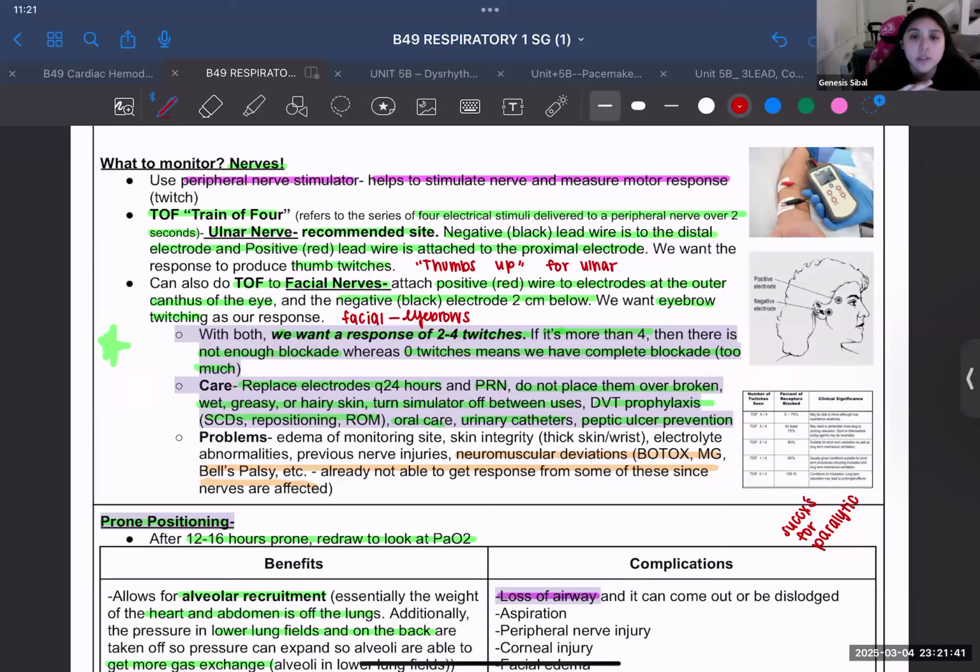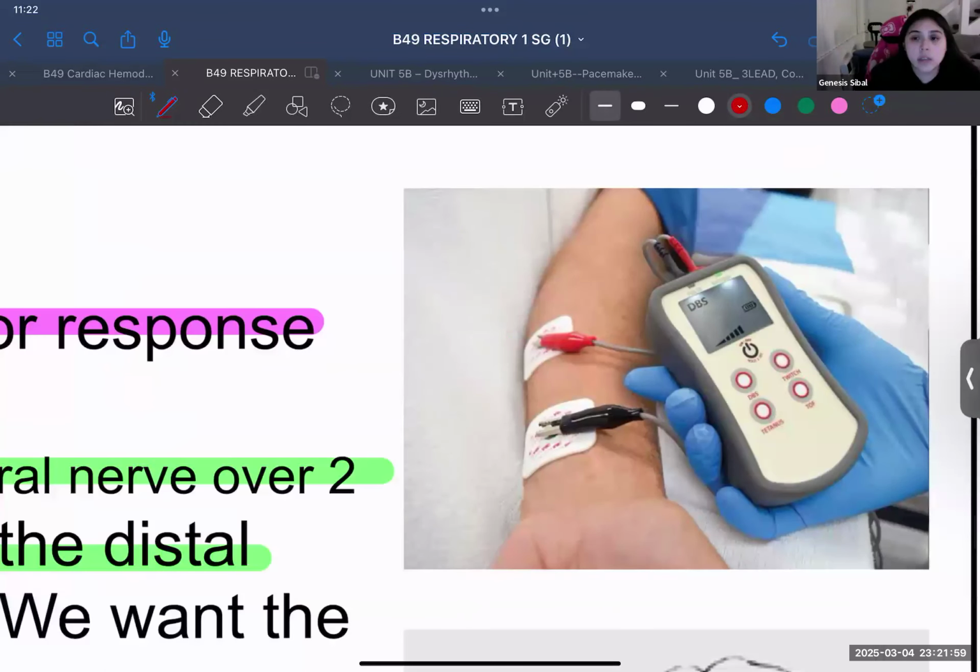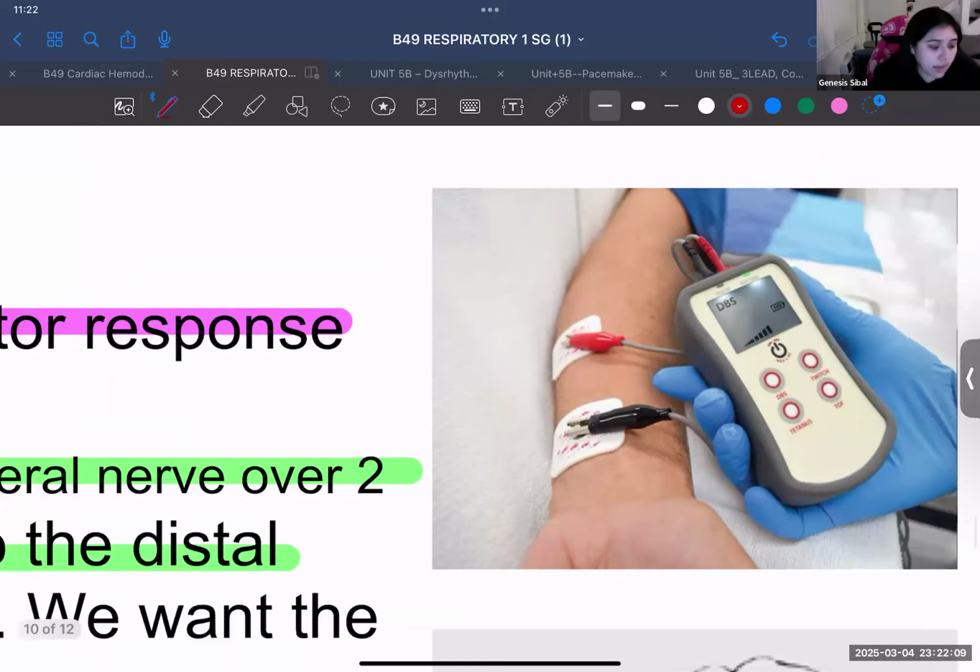That one's distal. So basically for the ulnar, right, obviously radial is where your thumb is lining up, ulnar is more of like your pinky here. So basically negative is going to be the black wire, that's going to be more distal, and then the red one is going to be more proximal. So if you look at this, this is basically what it looks like. Do you see how the black one is more distal and then the red one is more proximal, right? So distal meaning further away, proximal meaning closer to that.